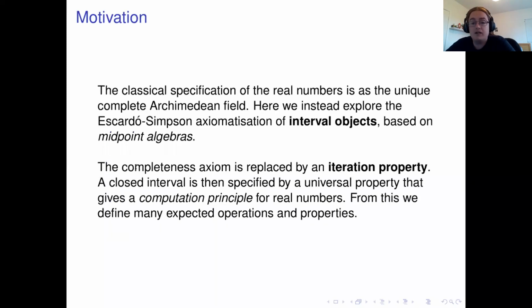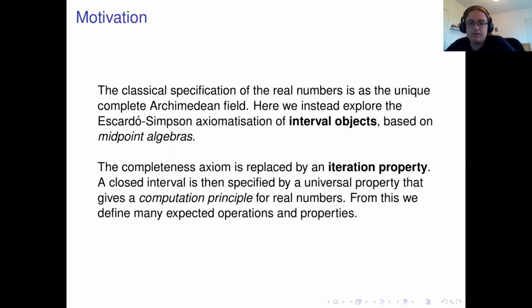The classical specification of real numbers is as the unique, complete Archimedean field. In this talk, we instead explore the Escardó-Simpson axiomatization of interval objects based on a structure called a midpoint algebra. One of the key motivations behind this axiomatization is that it is exceedingly simple and also very generalized. A good example of this simplicity is that the multiplication function is derived from the axioms rather than an axiom itself. And the same goes for the property that multiplication is associative, for instance.